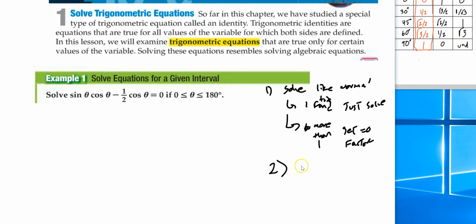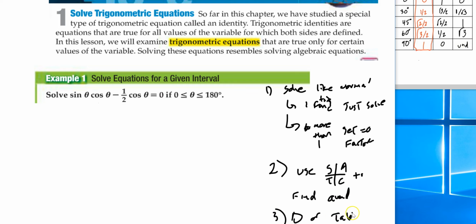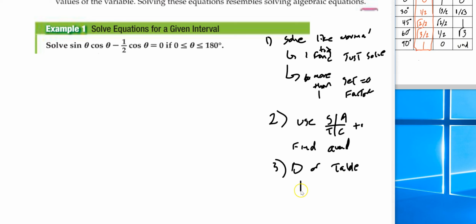Step two, use All Students Take Calculus to find the quadrants we're going to use. And three, either use triangles or the table to find the angle, which is the answer.